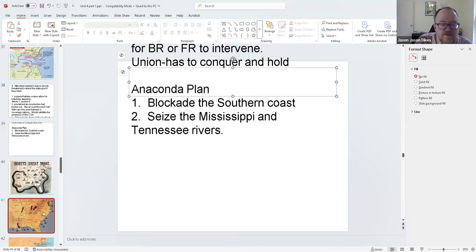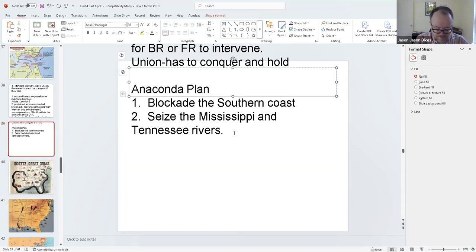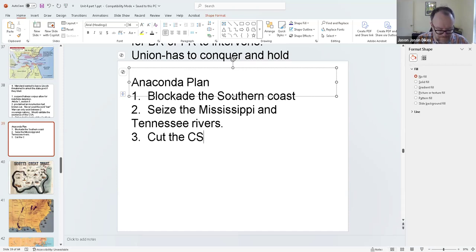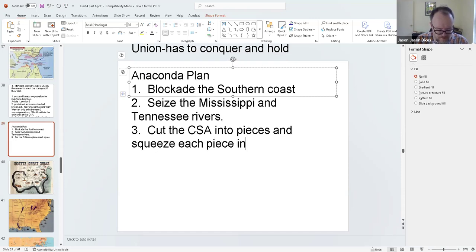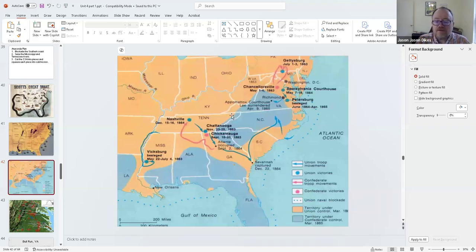Seize the Mississippi and the Tennessee rivers. So the Mississippi and then the Tennessee, seize those rivers, and then finally cut the Confederacy into pieces and squeeze each piece into submission. And so this is what it looks like by the end. The blockade, the Mississippi River has been seized, the Tennessee River has been seized, and you can see the Confederacy has been cut into pieces and is being squeezed.